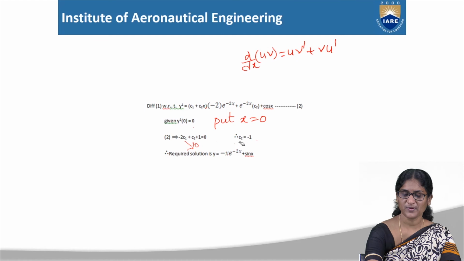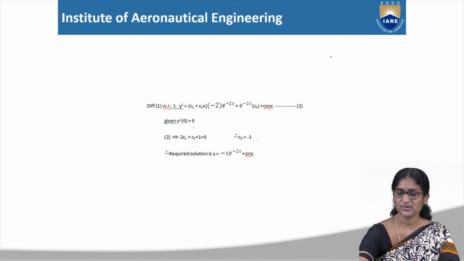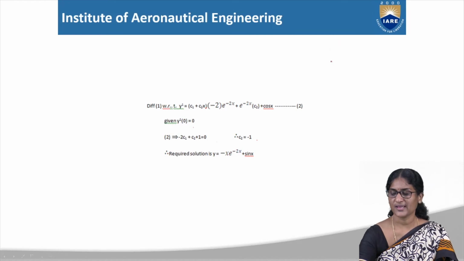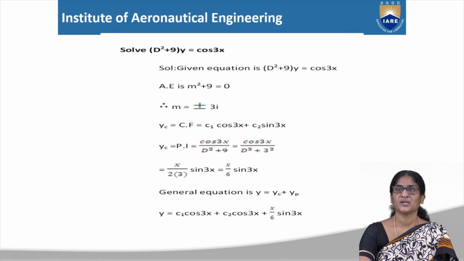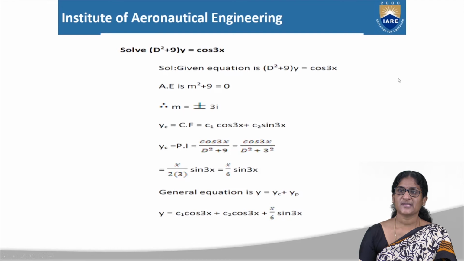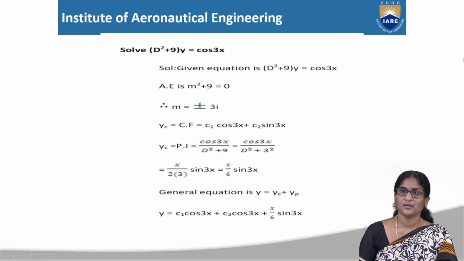This is how the problem can be done for non-homogeneous equations with q of x equal to sin ax or cos ax. Now let's go with the next example. Solve d square plus 9 into y is equal to cos 3x. Given the equation is d square plus 9 into y is equal to cos 3x.